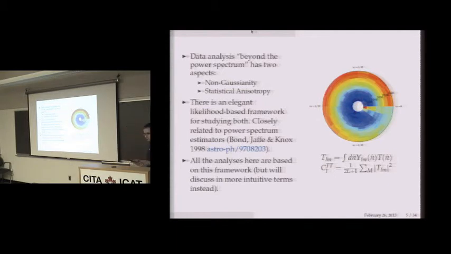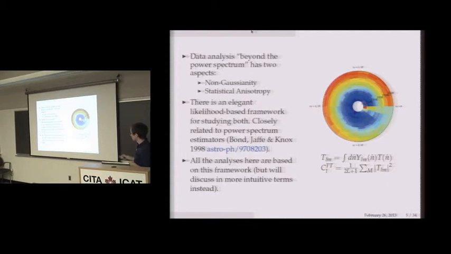So there's an elegant framework for studying both of these things, which actually goes back to power spectrum estimators themselves, and it was first proposed, I think, by Dick Bond. I don't know if he's here, but I'm sure that if you ask Dick, he'll have a slide somewhere with everything that you need to know written on it. Just one slide.